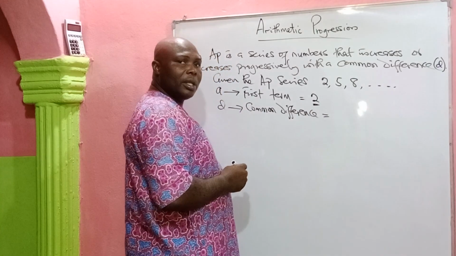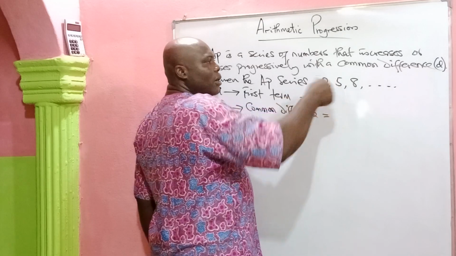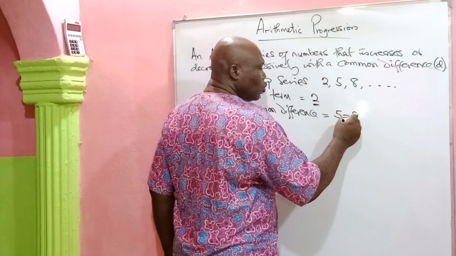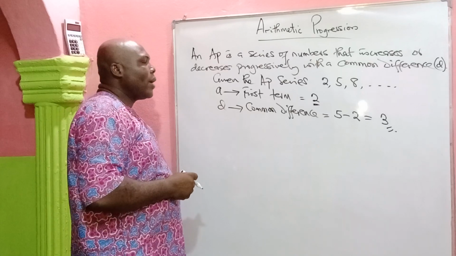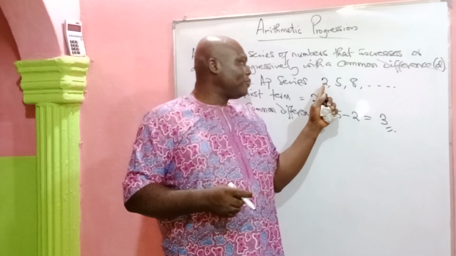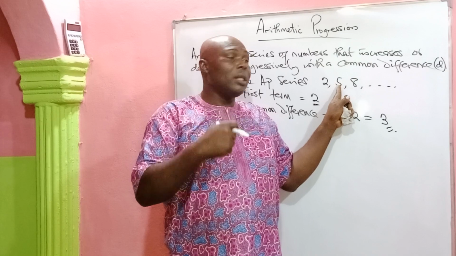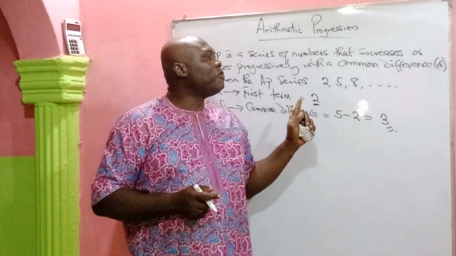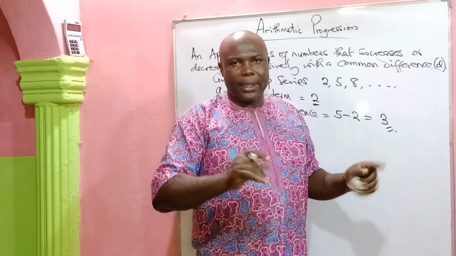For you to get the common difference, you always subtract the first term from the second term. Meaning that if you take the second term, which is 5, and you subtract the first term, which is 2, you will get the common difference, which is 3. So an AP series increases progressively in that manner. If you add 3 to 2, you have 5. If you add 3, you have 8. This increases to infinity. So one can ask you to find the 10th term, the 15th term, the 20th term, the 100th term, as the case may be.